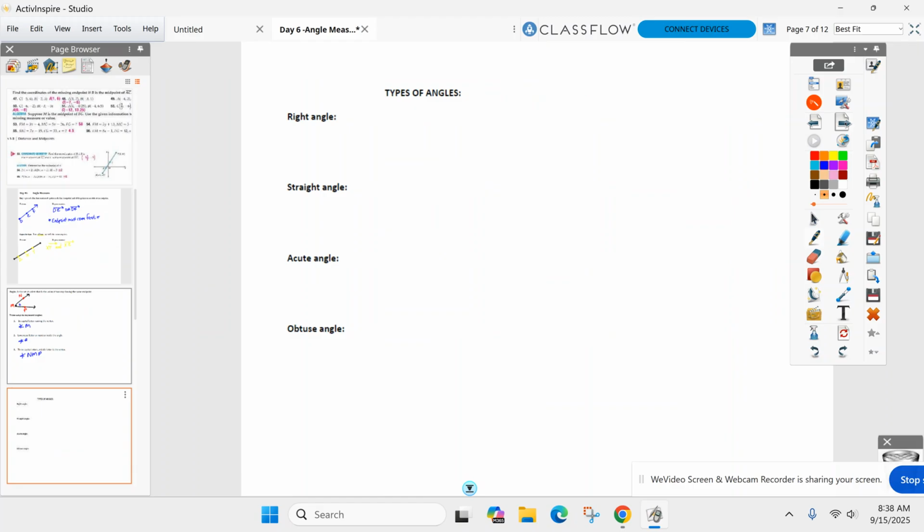All right, different types of angles. I think you are familiar with these, I hope. Start off with me. Right angle, what do you know about it? 90 degrees, right? It measures exactly 90 degrees. Perfect. That's great that you know that.